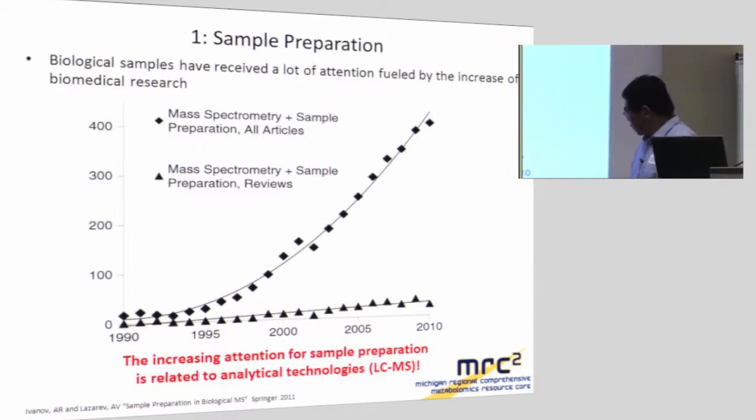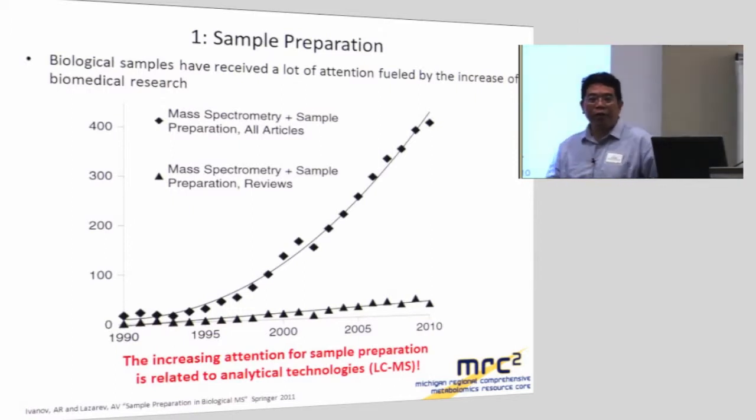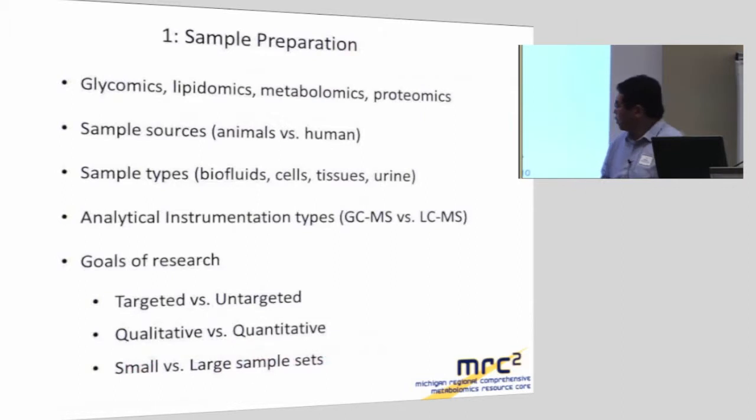The key to the exponential growth of these research papers is the analytical technology advancement, especially LCMS. LCMS is a whole new technology that we could talk about for days. So the LC technology really enhanced all the biological applications, including metabolomics applications.